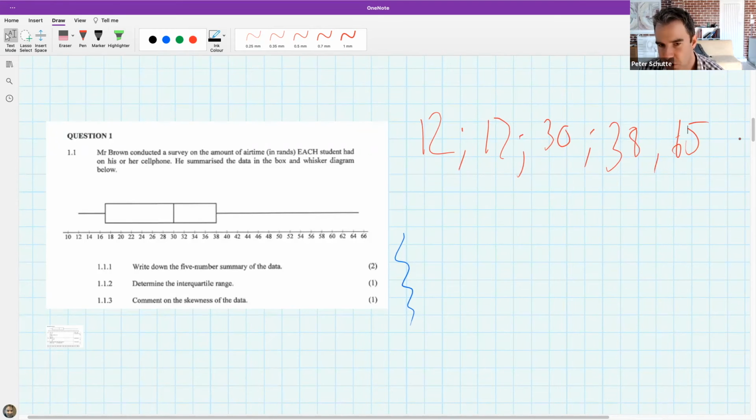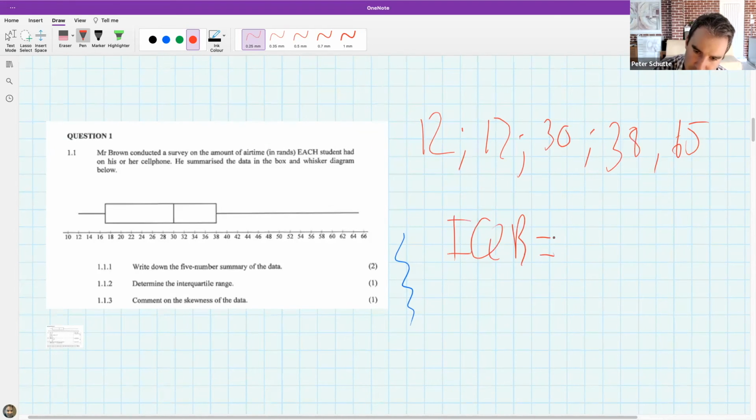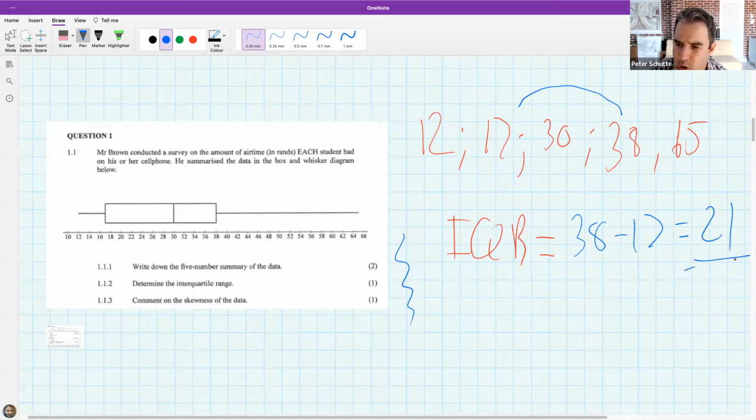Lusanda, do you know what the interquartile range is here? Could you read that off straight from here? Oh, it's Q3 minus Q1, which is going to be 38 minus 17, and then you get 21. Awesome. Okay. And since you've almost done the whole question, what about 1.3?